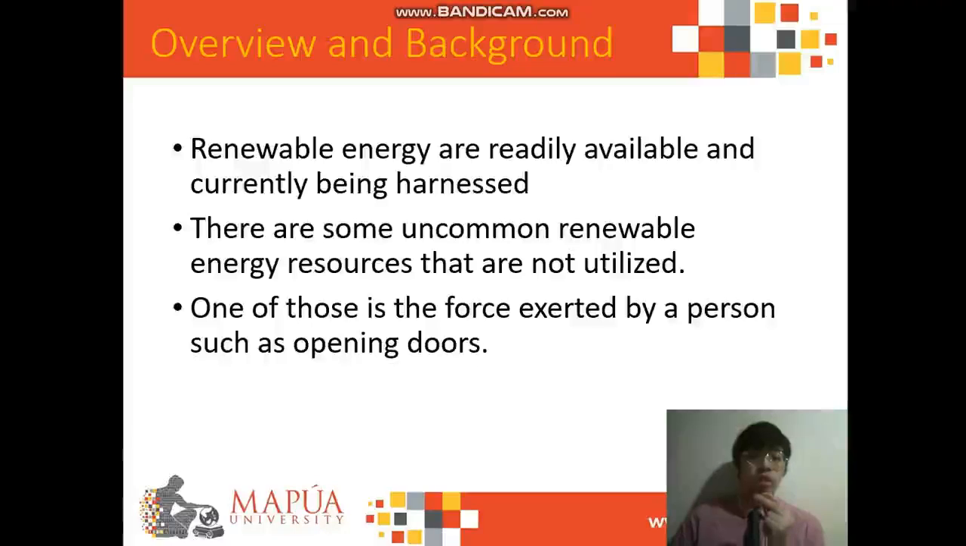Some alternative ways of producing energy are renewable energy, which are already available and currently being harnessed. These are wind power, solar power, and other renewable energy that are known. But there are some uncommon renewable energy resources that are not utilized, and one of those is the force exerted by a person, such as opening doors.